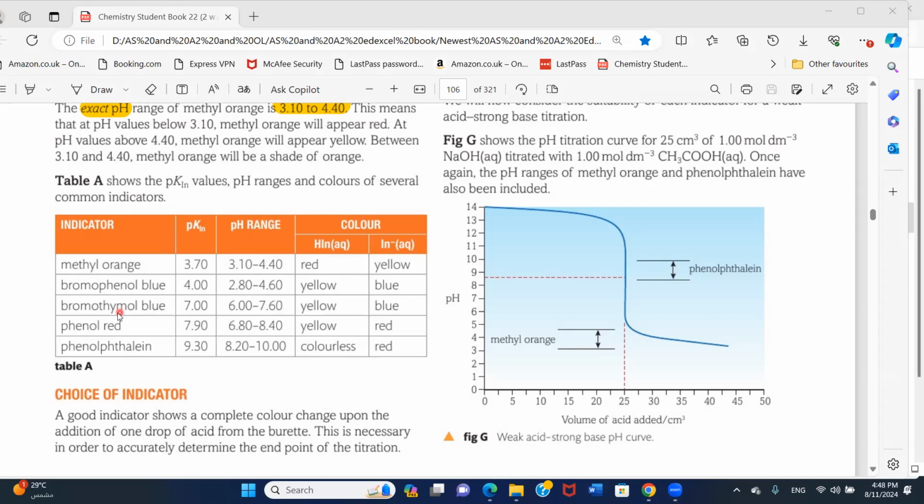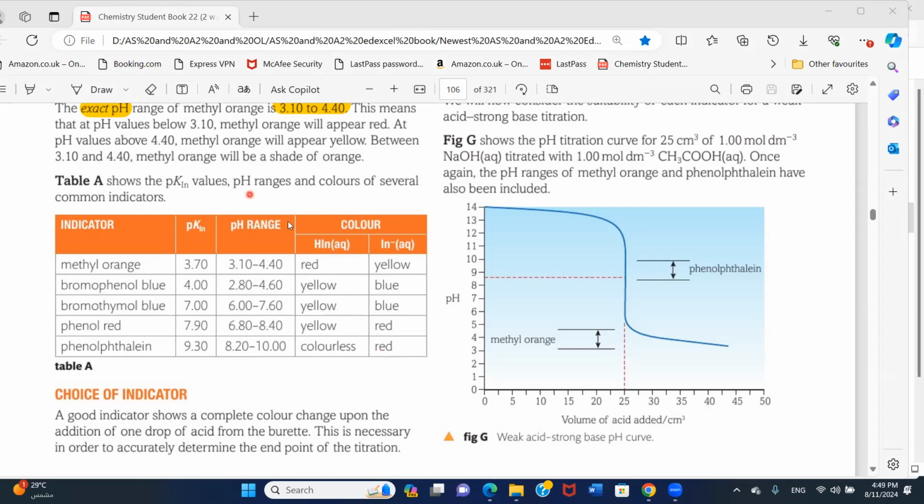There is another indicator called bromothymol blue. It changed its color in the pH range between 6 and 7.6. Its color in the acid medium is yellow. Its color in the alkaline medium is blue. The phenol red changed its color in a pH range between 6.8 and 8.4. Its color in the acid medium is yellow, its color in the alkaline medium is red, and the phenolphthalein changed its color in the range between 8 and 10. It is colorless in the acid medium and red in the alkaline medium.